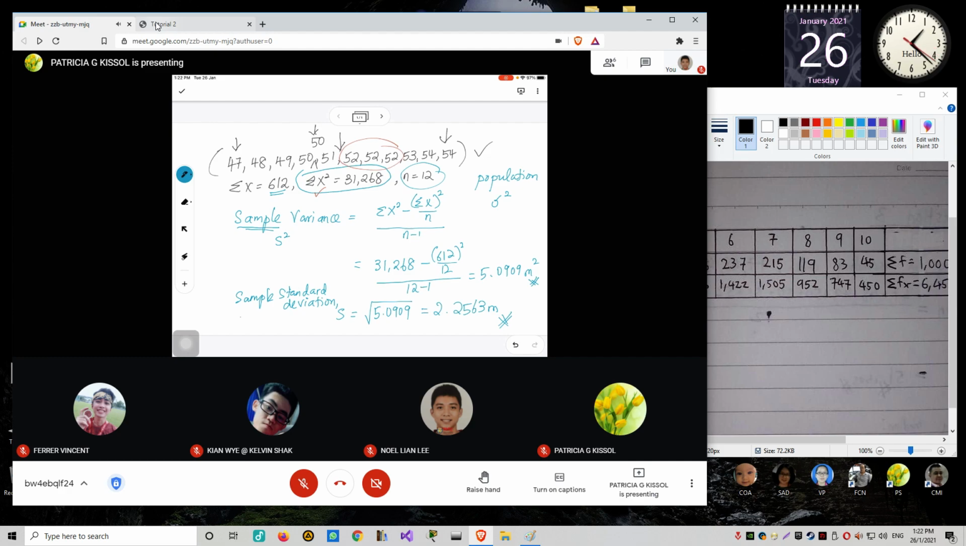And notice that the m, there's no squared. For variance, the unit of measurement, you must write the squared. But for standard deviation, no need to put the squared because we already square rooted it.